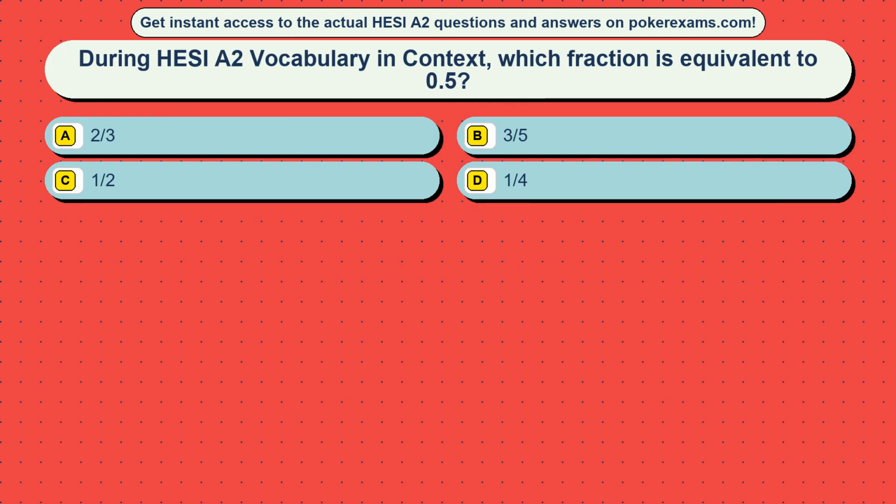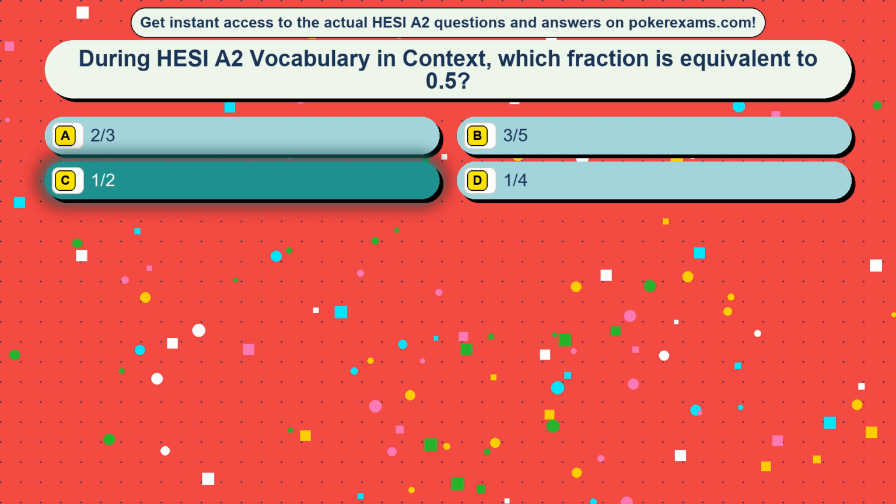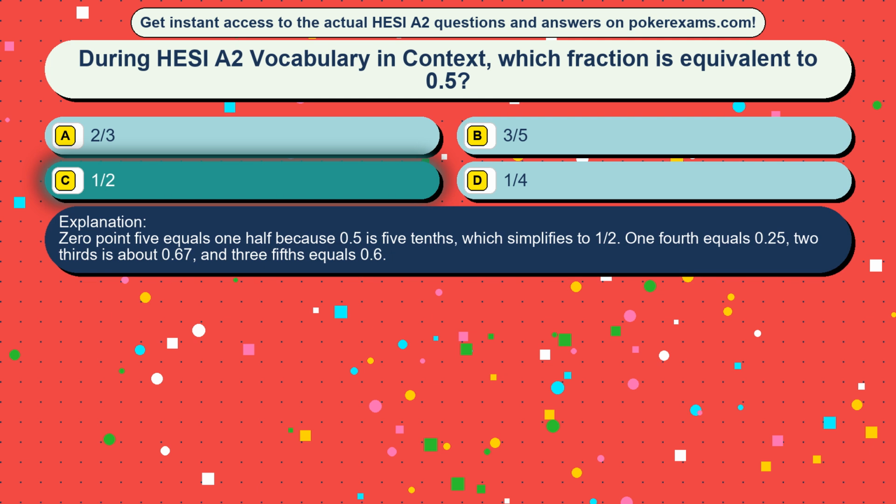Question 11. During HESI A2 vocabulary in context, which fraction is equivalent to 0.5? Option A, 2/3. Option B, 3/5. Option C, a half. Option D, a quarter. The correct answer is option C, a half. 0.5 equals 1/2 because 0.5 is 5/10, which simplifies to a half. 1/4 equals 0.25, 2/3 is about 0.67, and 3/5 equals 0.6.